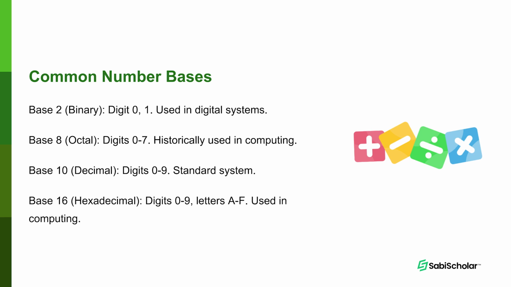I want you to notice that in a particular radix, in a particular number base, the number of digits being used is the same as the base. For example, in the binary system, which is base 2, the digits used are 0 and 1, so the number of digits is just 2. In base 8, the digits used are 0 to 7, so that is 8 digits. And in base 10, the decimal system, the digits used are 0 to 9, so 10 digits are being used.